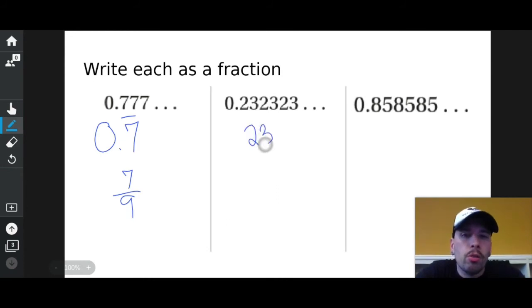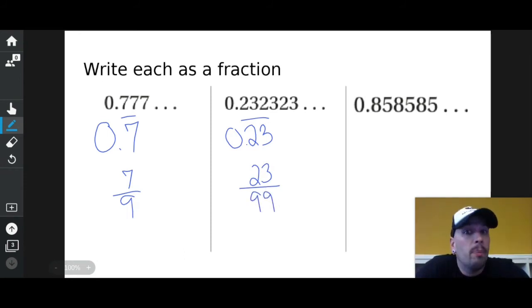0.23. Put 2 3 with the line over it. 0.23 if you need to have that zero there, which you don't. That's two numbers repeating. Put that over 99. Can I simplify that? No, I'm done.